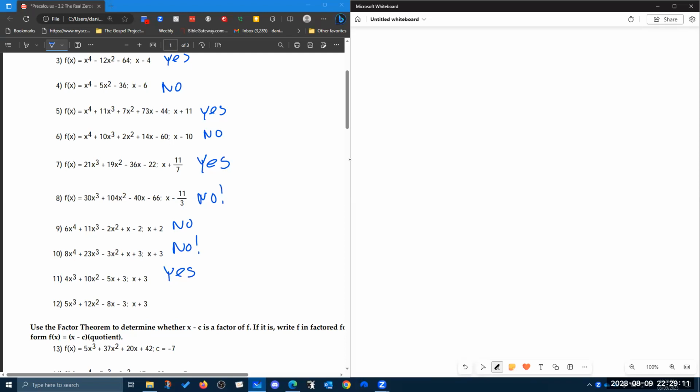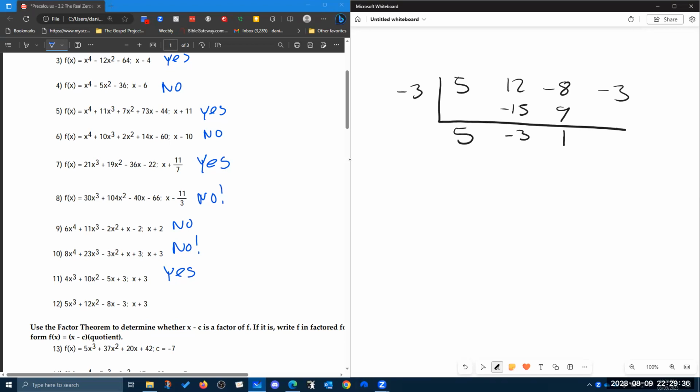-3, 5, 12, -8, -3. Bring down the 5 and multiply by -3 to get a -15. Add with the 12 to give me -3. Multiply by -3 to give me a +9. Add with the -8 to give me a 1. Multiply by the -3 to give me a -3. It gives me a remainder of -6. So it's not a 0.